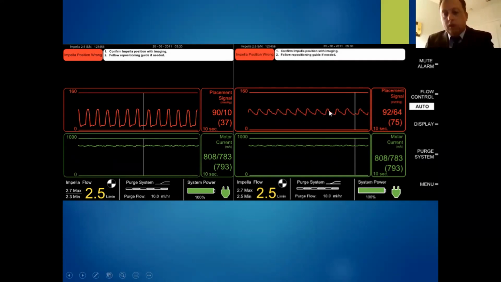This is probably a worse situation in which you have the inflow and outflow both on the same side. You have a flat motor current, and you have a waveform of it being the aortic waveform. So this tells you that the Impella is completely out of the ventricle, and you may be able to get it back in, pushing it in under echo guidance. But primarily what you would want to do so that you don't damage the aortic valve is to get the cath lab back in and be able to get it back in place if necessary.